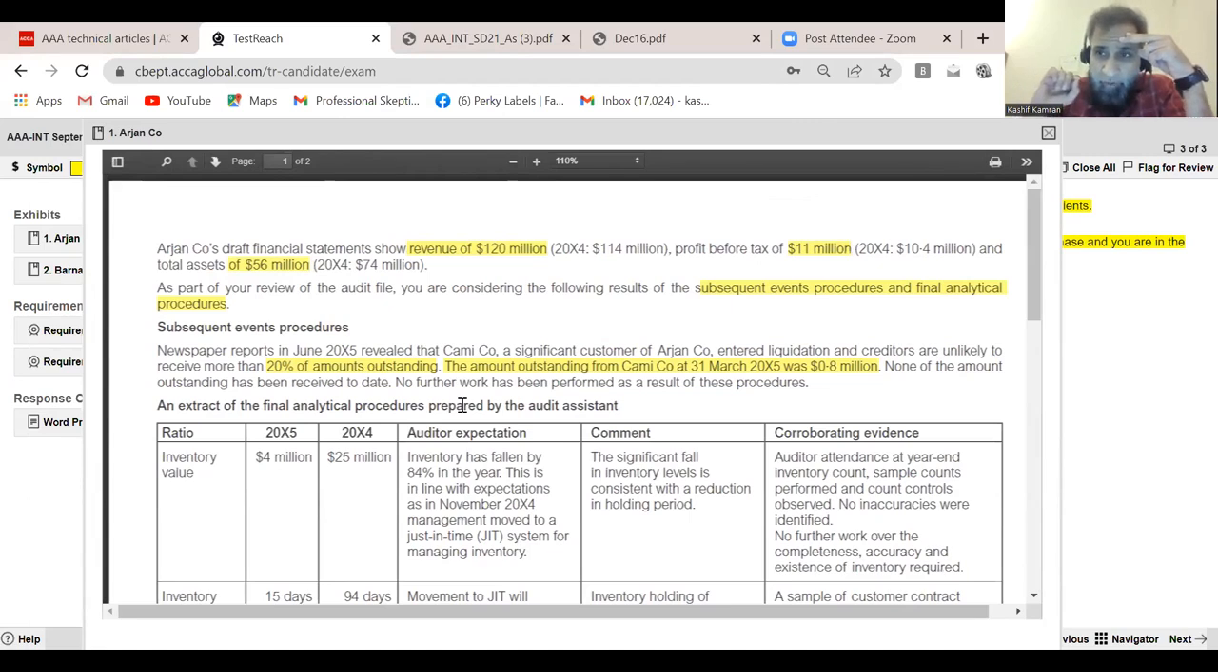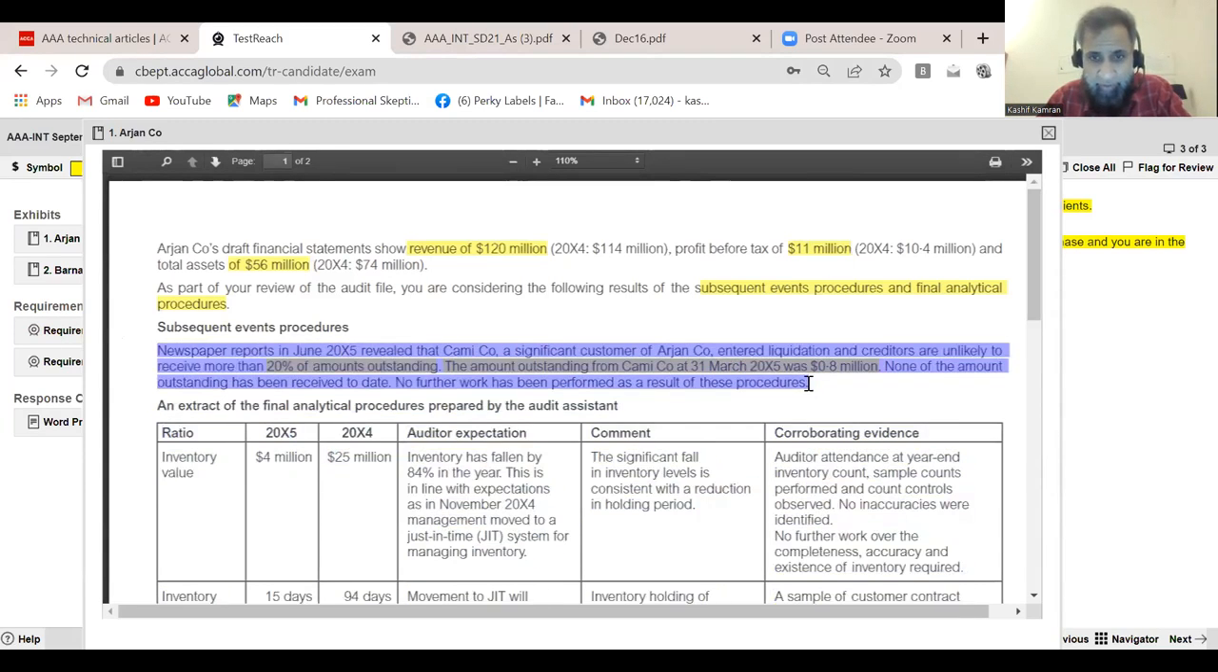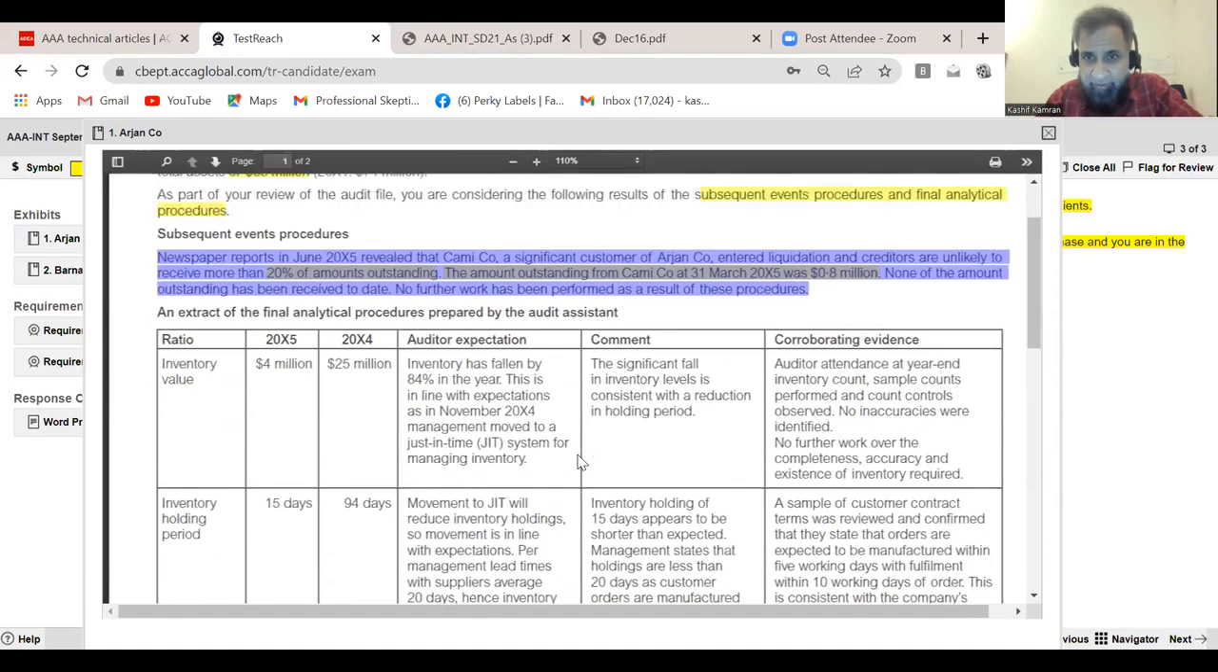No further work has been performed. Have we corresponded with the liquidator? Have we confirmed from the liquidator by when the amount will be received? Even though the liquidator is telling us that 20% will be received, will we receive it or not? So have we done something here? No. So if I just take this first part, which is subsequent event, the remaining is the analytical review.